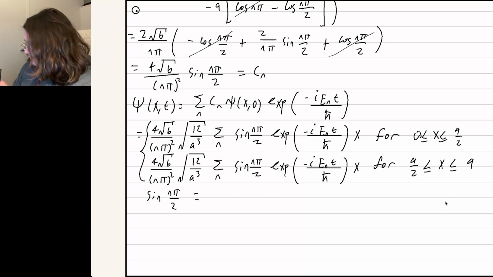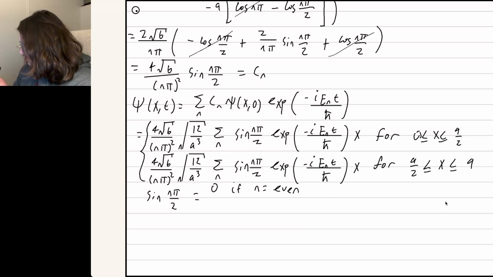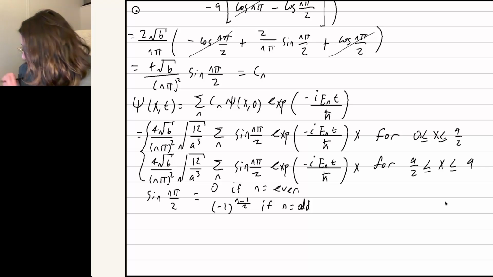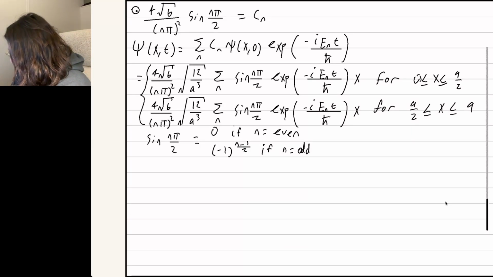Interestingly, it's equal to 0 if n is even, because at that point you'll just have sine n pi, which is always 0, and you have a minus 1 to the n minus 1 over 2 if n is odd, right? So we can use that definition.